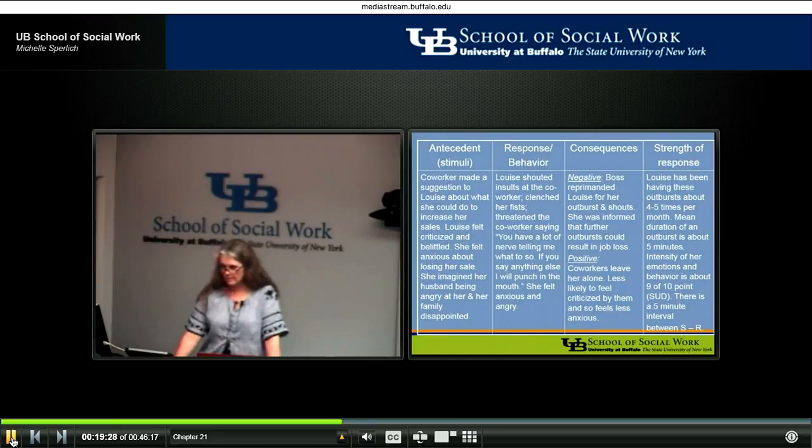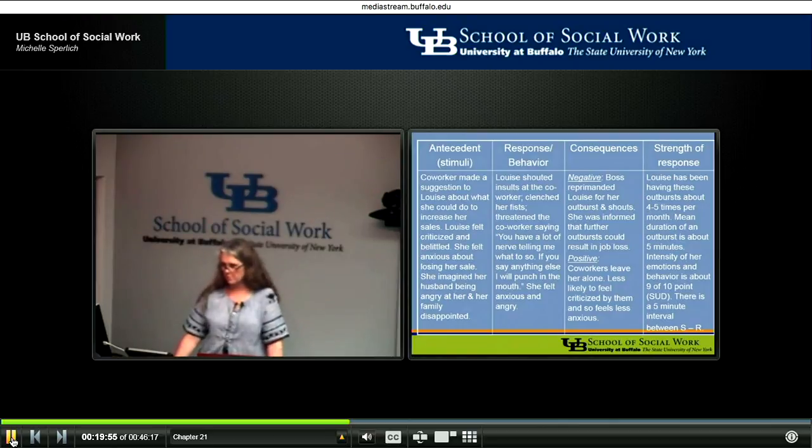So what were the consequences? The negative consequence was the boss reprimanded Louise for outbursts and shouts. She was informed that further outbursts could result in job loss. A positive consequence, though, was that her coworkers leave her alone. So she's less likely to feel criticized by them and maybe less likely to feel anxious because she's basically not having any contact with them. And then what was the strength of her response?